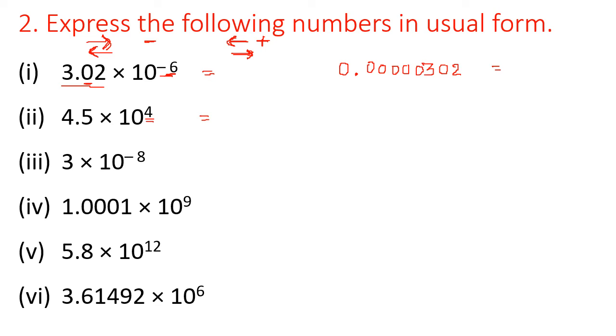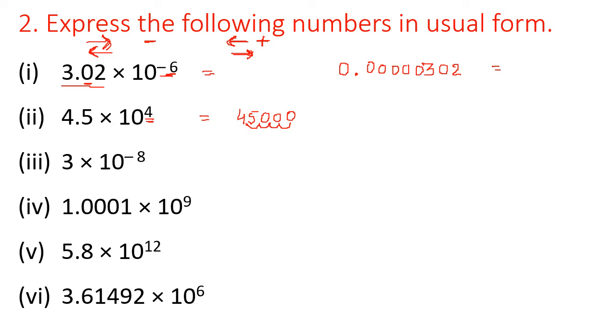So 4.5, I will write as 45, and to the power 4 means the decimal point which is after 4 has to move 4 digits towards the right. So 1 digit, 2 digit, 3 digit and 4 digit. Now we have got 5 as the first digit, so the remaining 3 digits should be 0, 0 and 0.